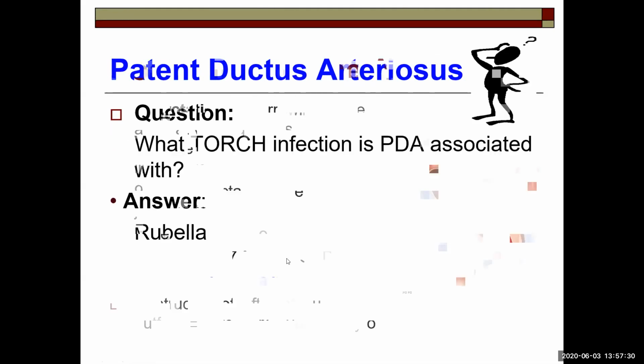I want you to remember that also, these TORCH type of infections, many of them have something to do with rubella. It's very common in PDAs. So just connect rubella with PDA.